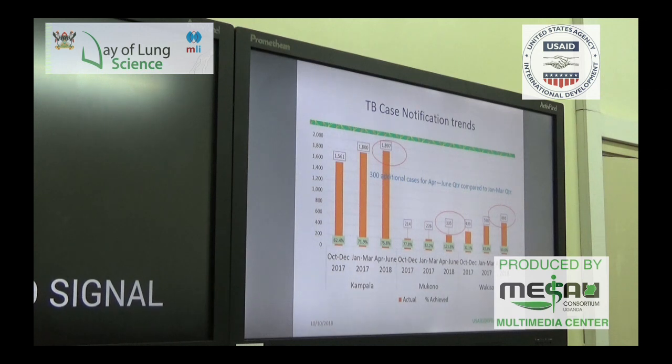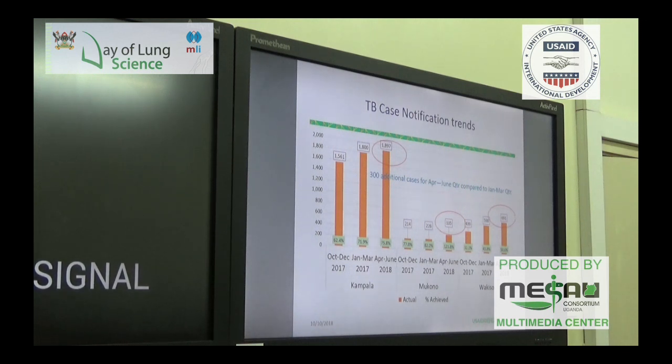So this is data showing the case notification trends from Kampala, Mukono, Wakiso. And you can see that between October of 2017 and June of 2018, all the three districts have had a substantial increase in the number of additional cases found. And actually between April and June, we found 300 additional TB cases.